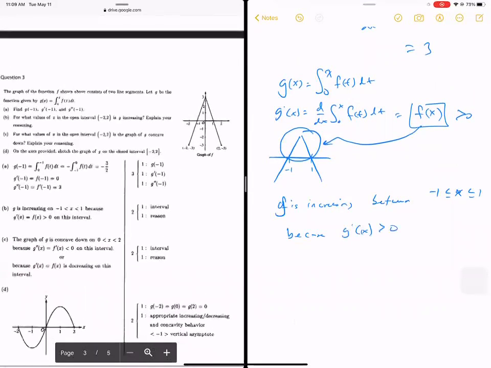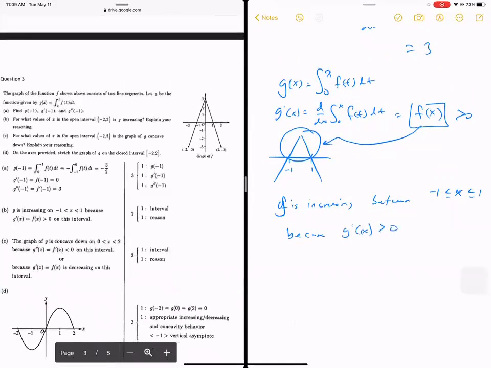Okay, next part is for what values of x in the open interval between -2 and 2 is the graph concave down? Now, how to get to concavity? Now, be careful again. Remember, they're working on g. So to get to the concavity of g, we take 2 derivatives down. So we're looking for g double prime. So that's going to be the derivative of f, which is f prime.